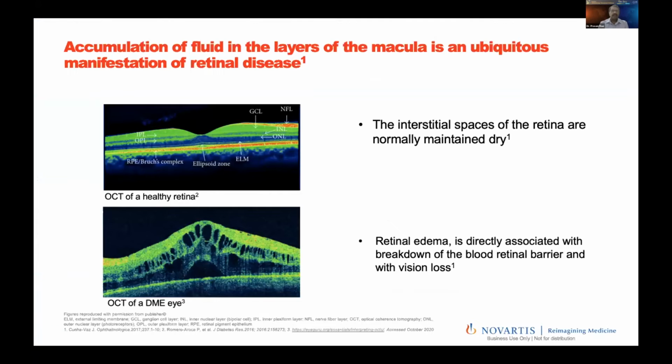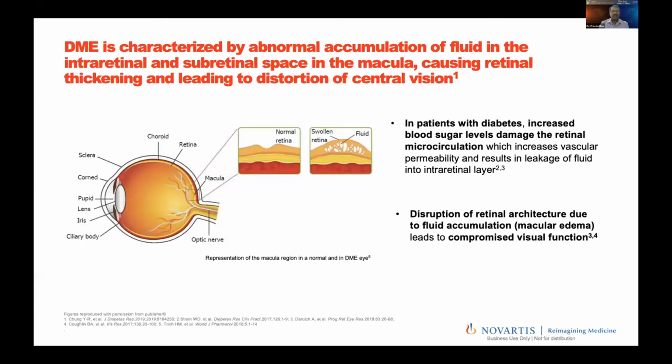So as you are all aware, the accumulation of fluid in the layers of the macula is a ubiquitous manifestation of various retinal diseases. The interstitial space of the retina is normally maintained dry. However, various mechanisms can cause breakdown of the outer retinal barrier, and this leads to retinal edema and eventually visual loss. DME, as we know, is characterized by abnormal accumulation of fluid in the intraretinal and the subretinal space, which causes retinal thickening and leads to distortion of the central vision.